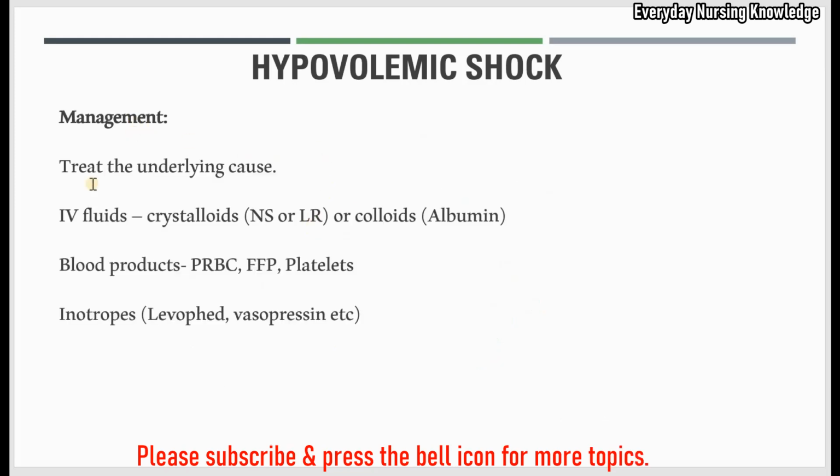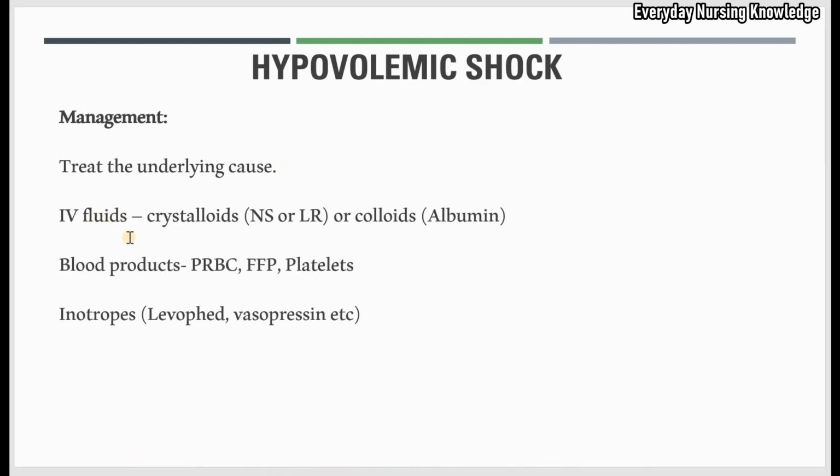The management includes treating the underlying cause. Well, if it is due to a GI bleed or bleeding due to an ulcer, endoscopy is done, cauterization or clipping is done. So treat the underlying cause to prevent further bleeding. The primary management includes IV fluid. Fluid resuscitation is the key management in hypovolemic shock.